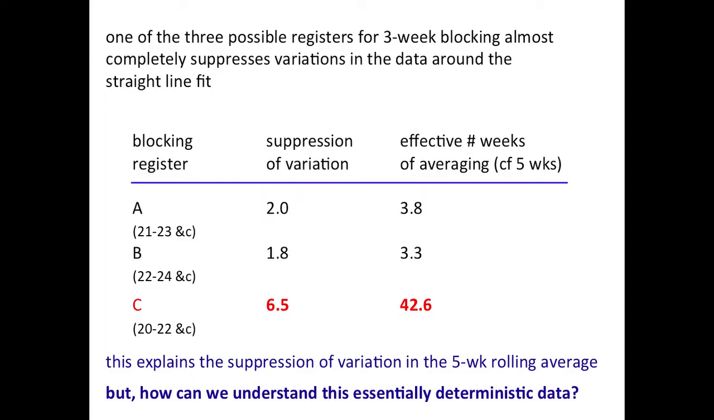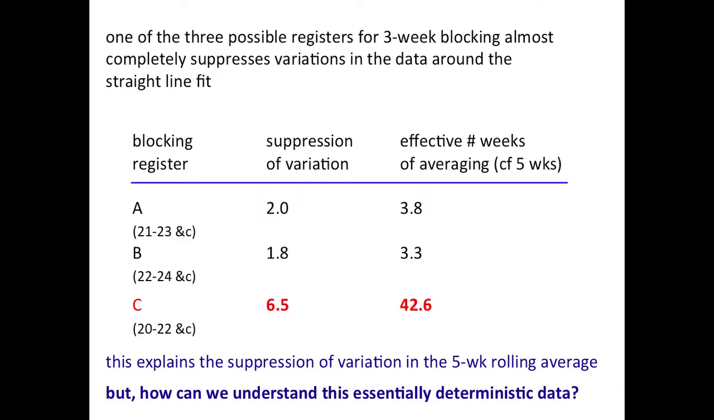But we see now why that 5-week rolling average had a very heavy suppression of variation, because remember, those rolling averages are sort of overlays of essentially block averaging. And so we have certain registers in the raw data that essentially have no variation. And that's what's going to cause in the rolling averages or the running averages a much bigger suppression than we would expect.